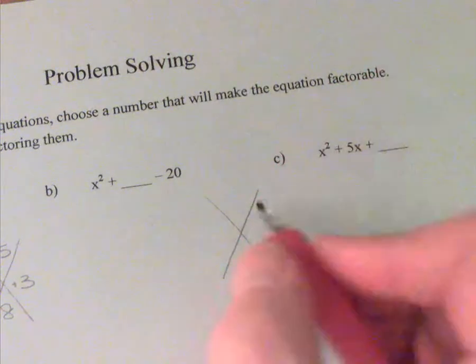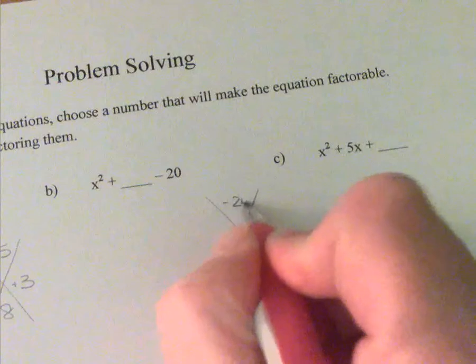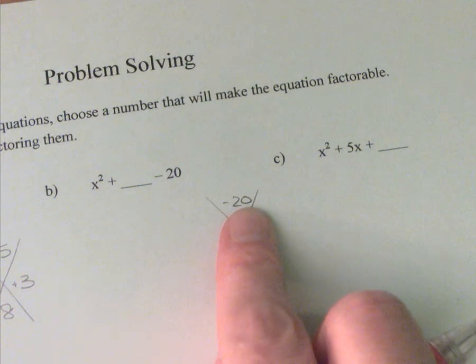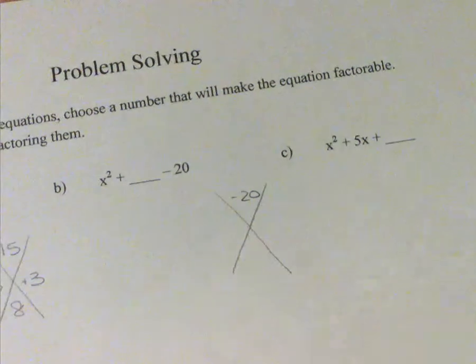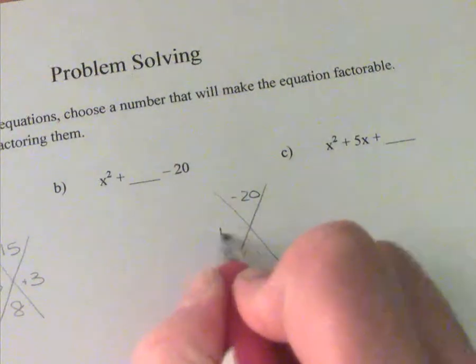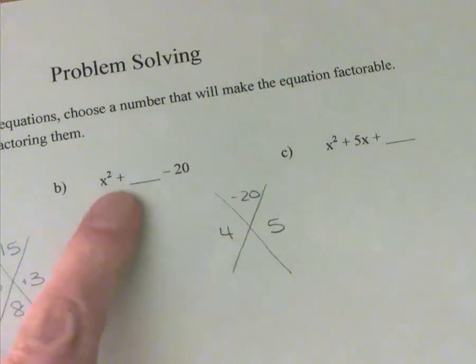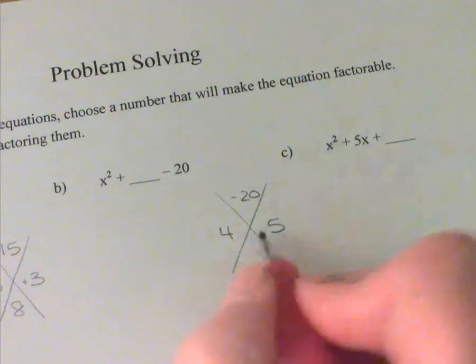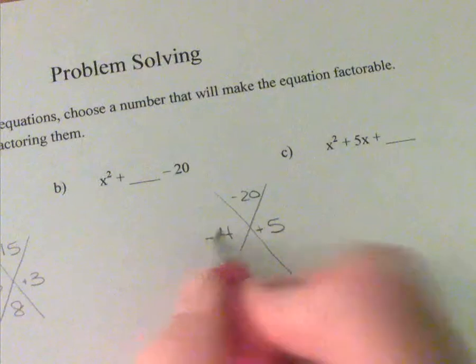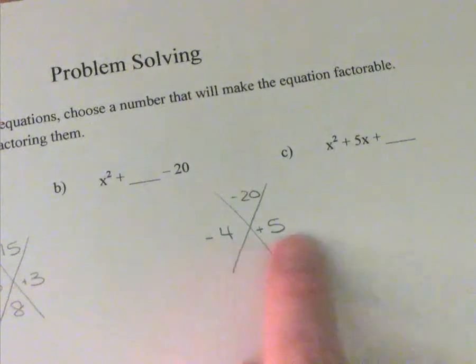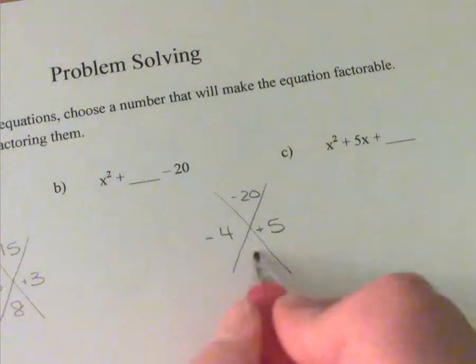So I'm going to do my x. I want to multiply this time to minus 20. So I think of two numbers that multiply to 20. I'm going to pick 4 and 5. I need this to be positive, so I'm going to make my 5 positive and my 4 negative because I also need minus 20. So then I look, well, minus 4 plus 5 is 1.